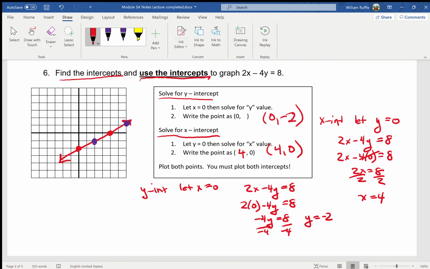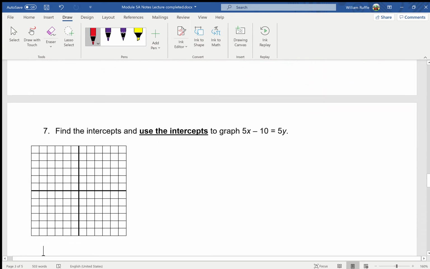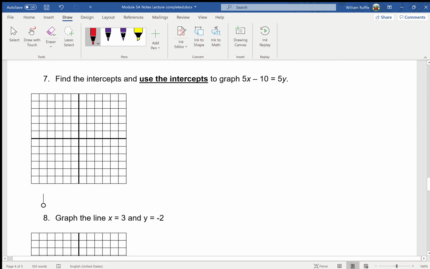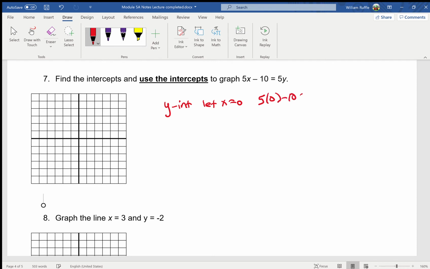Okay. Go down to the next one, find the intercepts, and use the intercepts again here. So now, again, to find the y-intercept, we let x equals 0. So I have my equation here, 5 times 0 minus 10 equals 5y. So again, 5 times 0 goes away. Negative 10 equals 5y. I divide each side by 5. Negative 2 equals y. So my first point I'm going to plot is (0, -2).